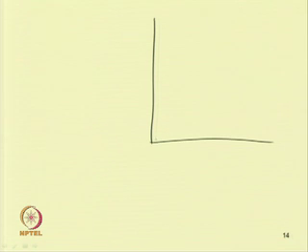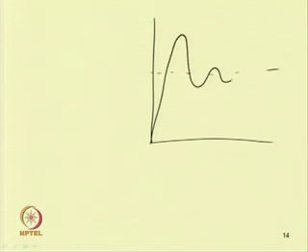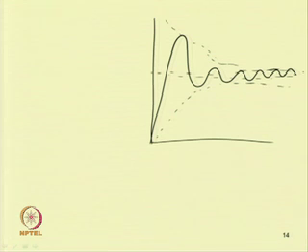So, if one plots the response of the system, let us take this term. It goes on reducing, and this reduction is exponential. So, it reduces exponentially with time. This is the x versus time plot, for the underdamped system.